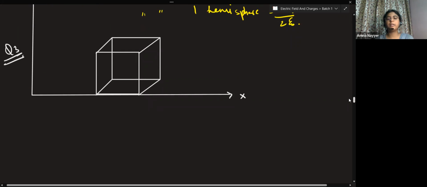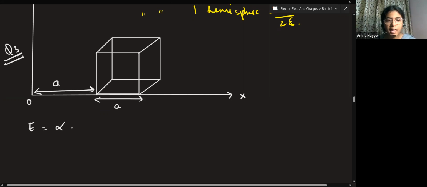So let me explain the question along the way. A cube is given to you. This is kept along the x-axis in this manner. So this much distance is A. These are the faces of it, and the side of the cube is also A. Now the electric field is given to you as alpha x to the power half. X is the variable, we will see how we do it.